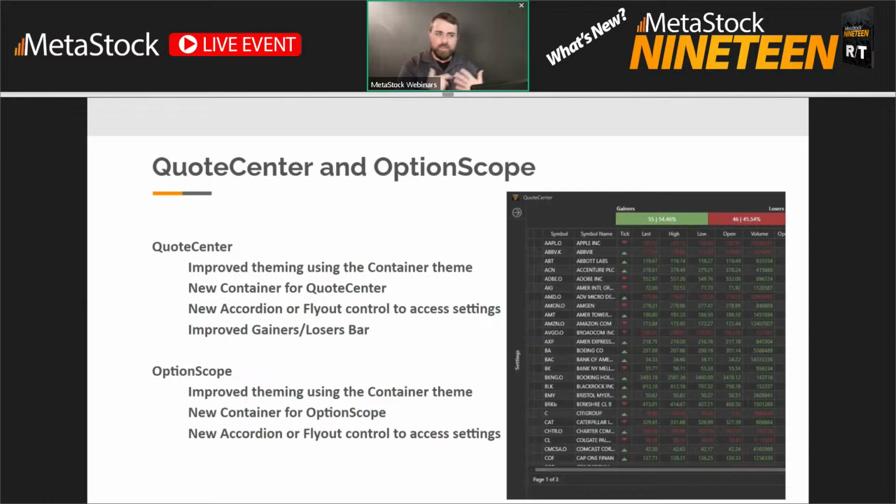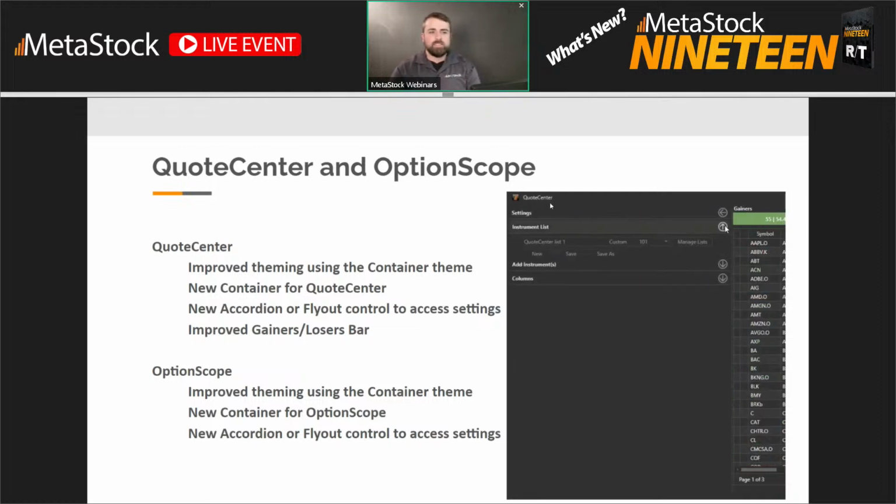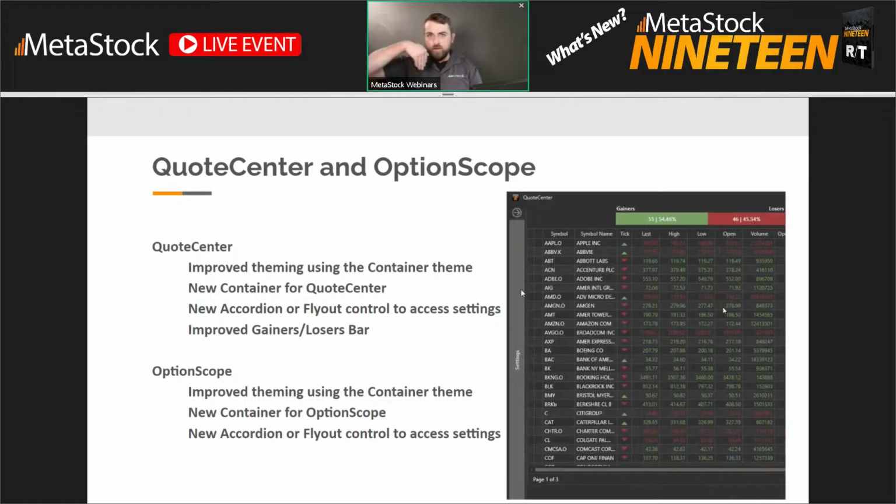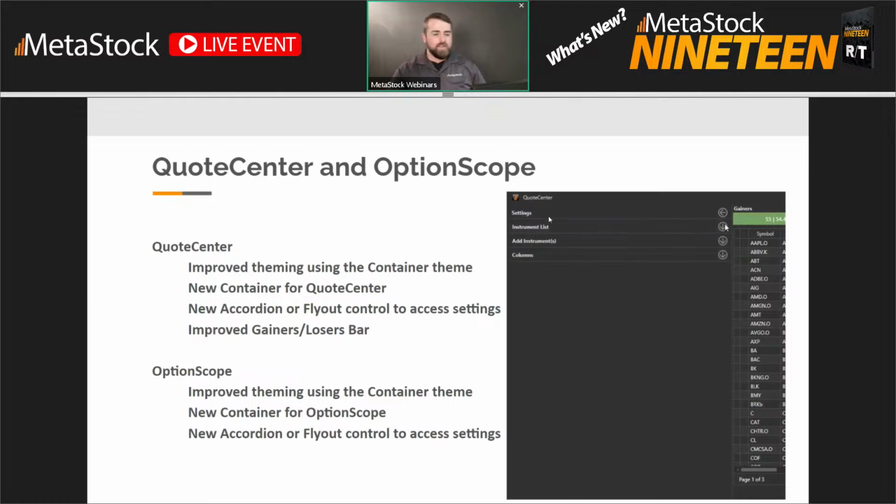So the container continues to be improved everywhere. You have this new accordion or flyout control to access settings. So when you're inside of the Quote Center, you can see that just clicking on these arrows, you get a little bit more information. I can click the down arrow and it shows everything that was below that, or the side arrow and it'll open out what's to the side, or close what's to the side, which is what you're seeing going on right here.